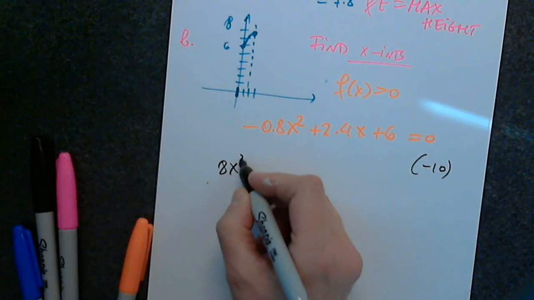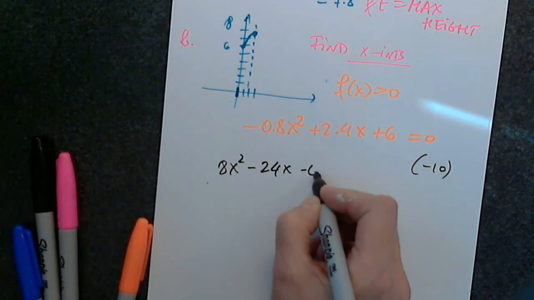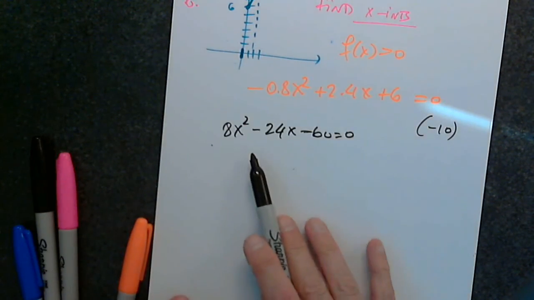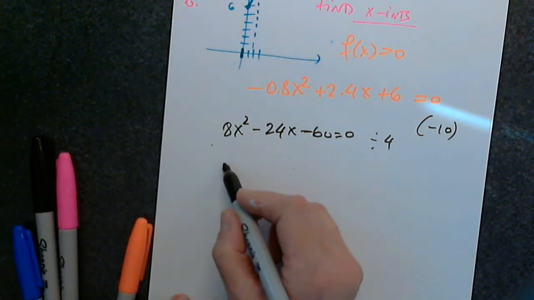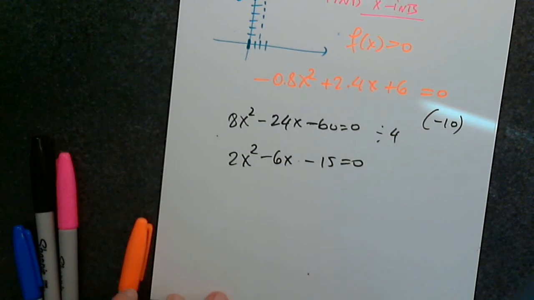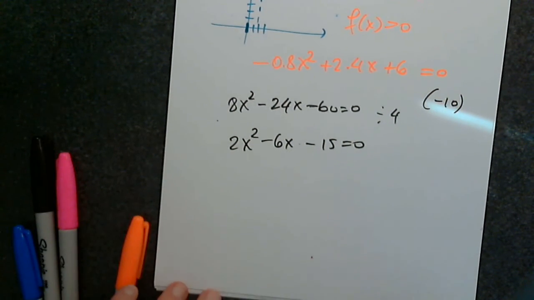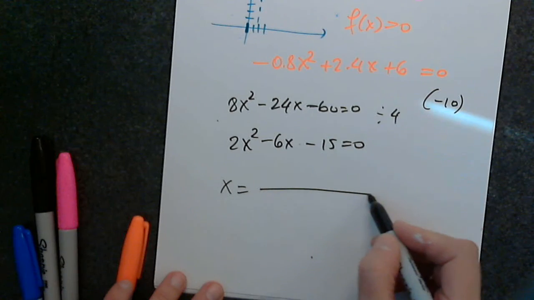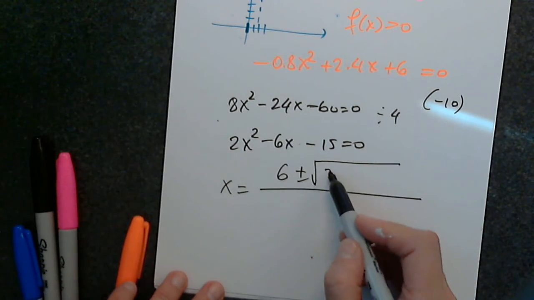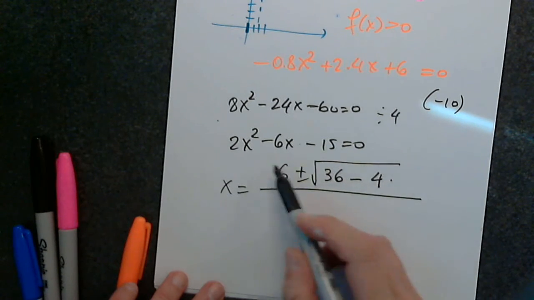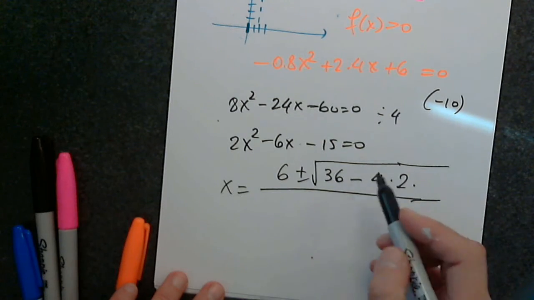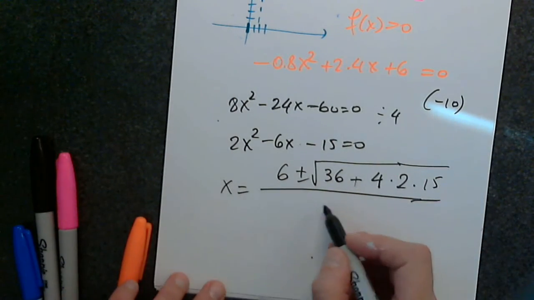So this is 8x squared minus 24x minus 60 equals 0. And can I divide by 4? Yes, I can divide by 4. So 2x squared minus 6x minus 15 equals 0. Yeah, this I like. 2, -6, and -15 are fine. And now negative b plus or minus the square root of b squared minus 4 times 2, instead of writing -15 here, I do this over 2 times a.